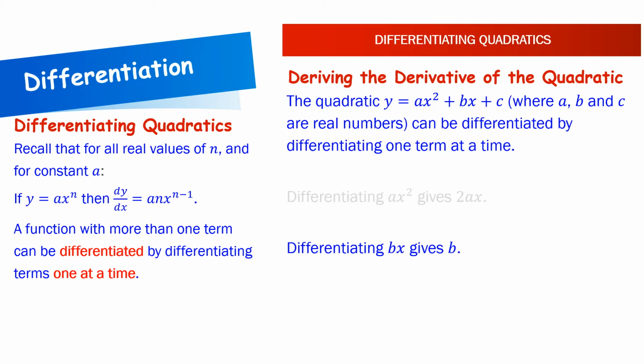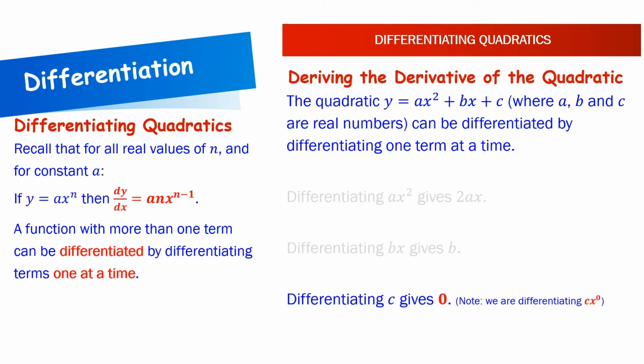Differentiating bx gives bx to the power 1 minus 1, which equals bx to the power 0, which is of course equal to b. And differentiating c gives 0. Do note that we're differentiating cx to the power 0, and in fact, constant terms disappear when you differentiate.